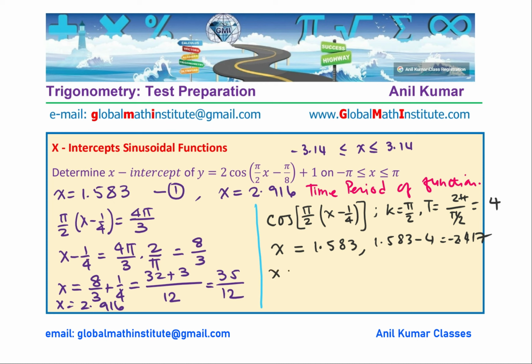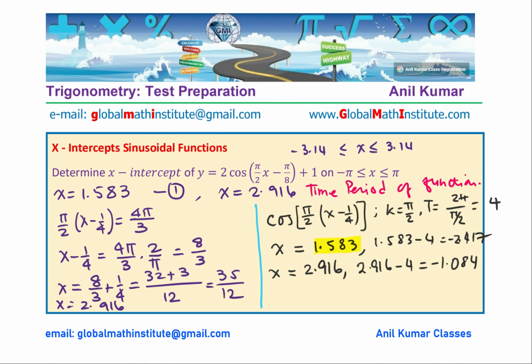The other value of x was 2.916. So here also I can subtract 4. Adding will take it out of the limit, right? So 2.916 minus 4, since 4 is the period, right? So 2.916 minus 4 is equal to what? Decimal equivalent minus 1.084. Correct? Now, if I subtract more, then I won't get the answer, right? Do you see how, by finding one, we get all others because it's a periodic function.